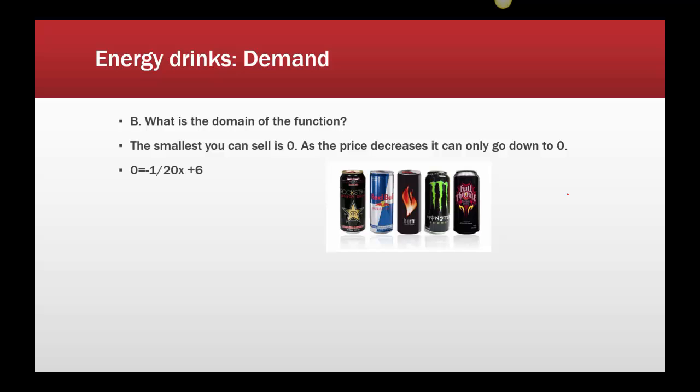So I'm going to set that price equal to 0. So 0 is negative 1 over 20, x plus 6. The 6 comes over, so now I have negative 6 is negative 1 over 20.